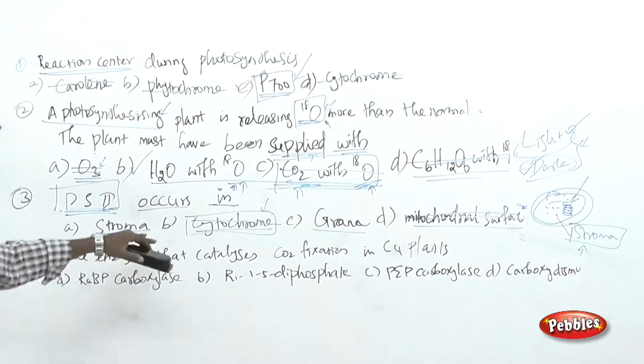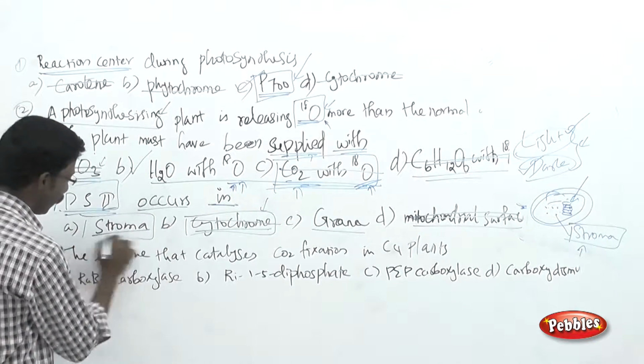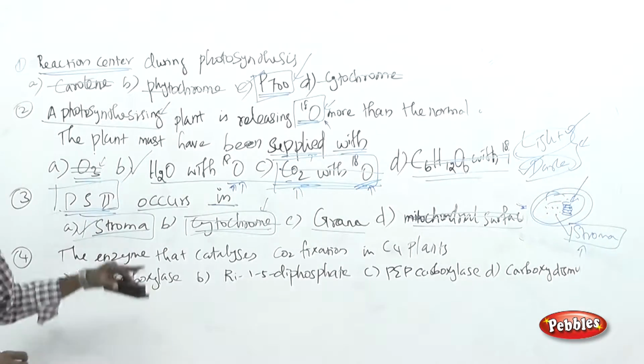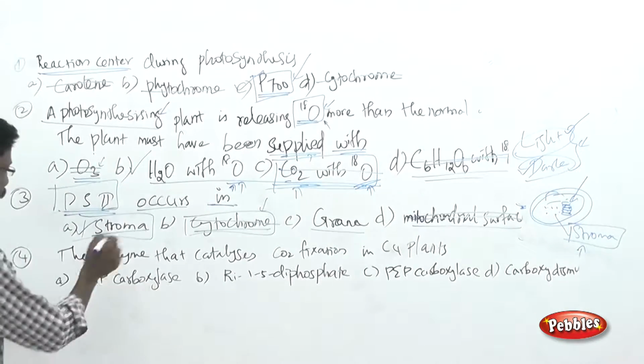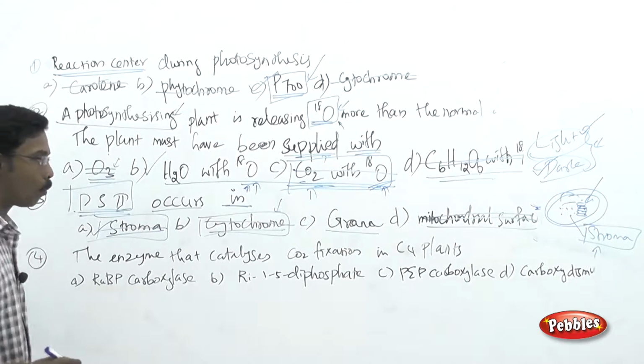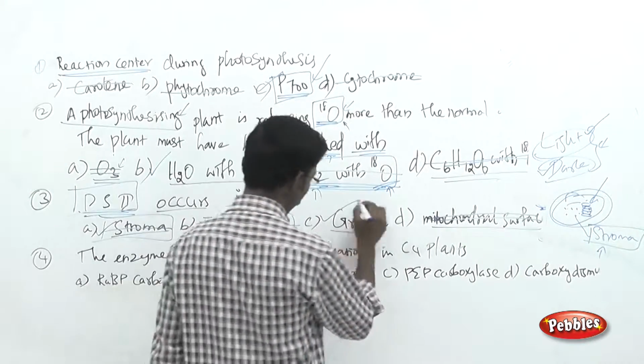I told you stroma is always involved in a dark reaction. There will be no relation between PS2 and dark reaction. So you can easily eliminate the stroma. The answer choice must be the grana.